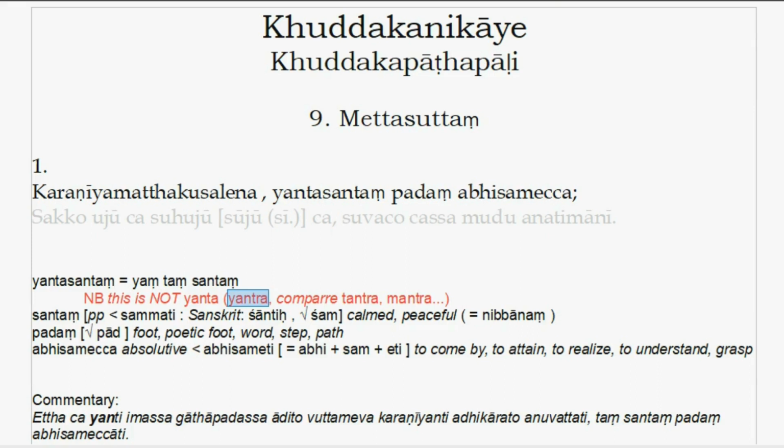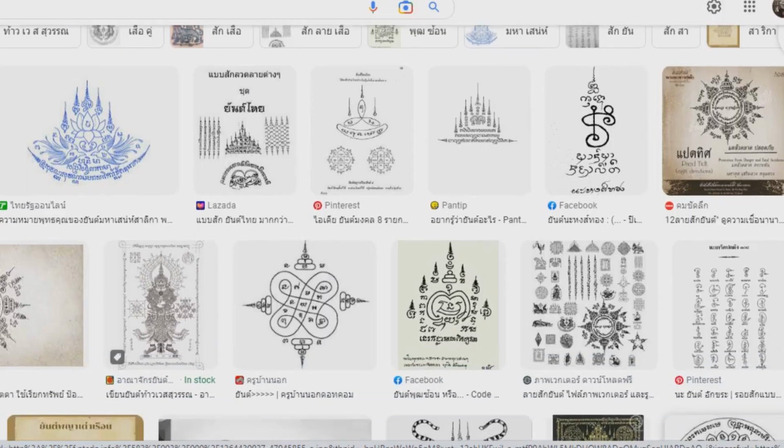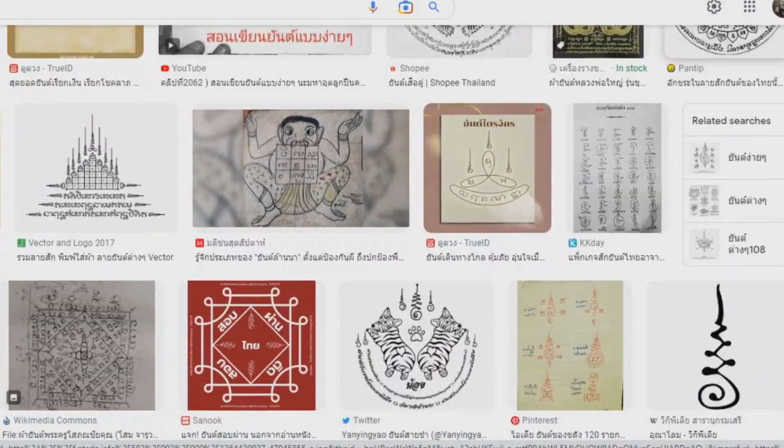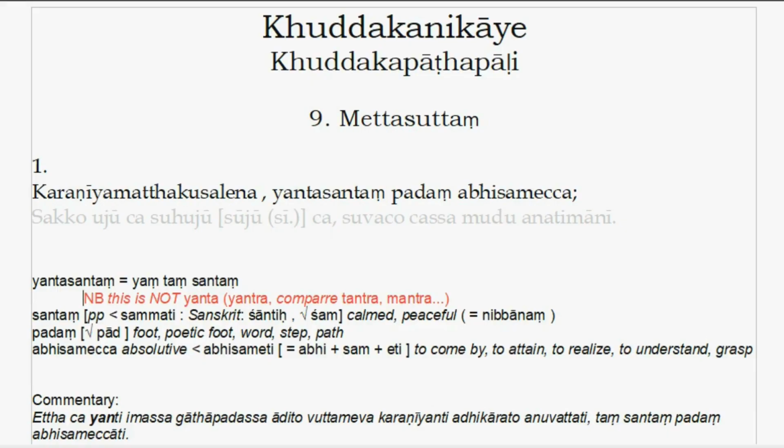It actually means like a machine of some kind or an instrument. It's also like a magical charm, like a geometric design. I'll put a few up here that you might have seen before. However, that is not what this is. It doesn't actually make any sense if we try to pursue that as an option.